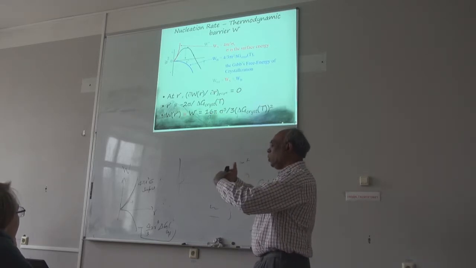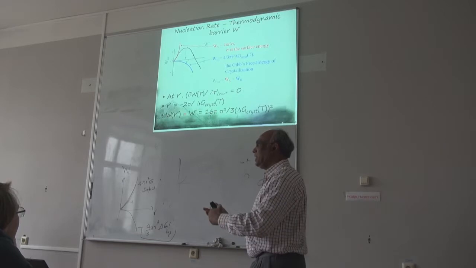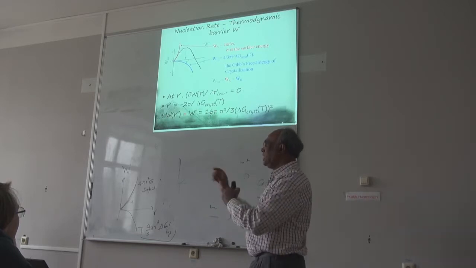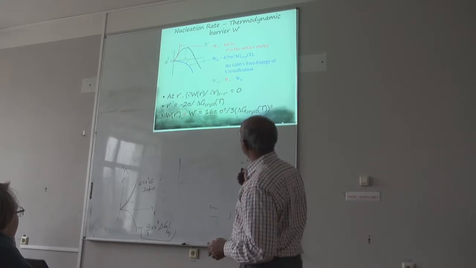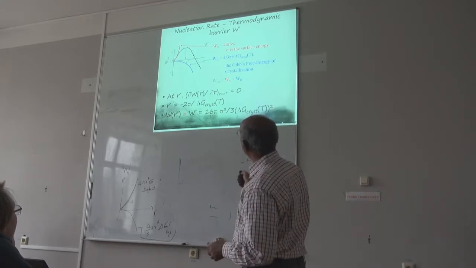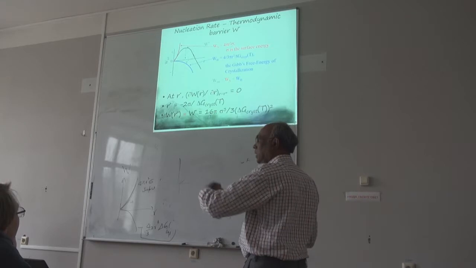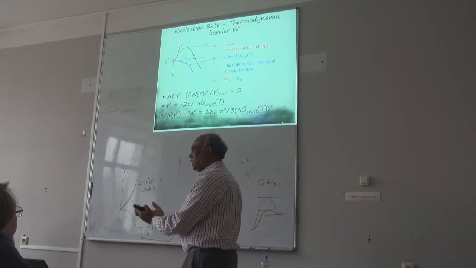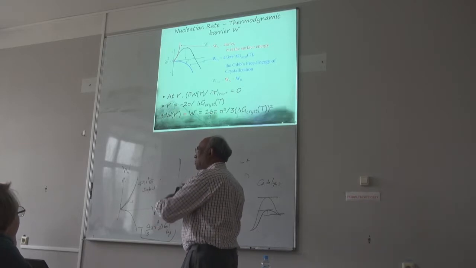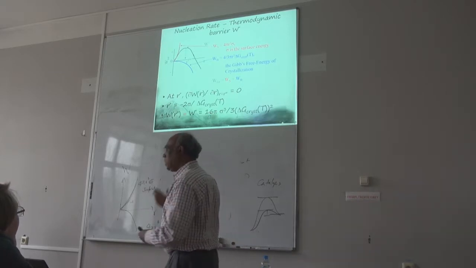If the barrier is low, your nucleation rate is very high. If the barrier is high, the nucleation rate is slow. That's why the nucleation rate always depends on the energy barrier. That barrier depends on your surface area, surface tension, your Gibbs energy difference, and temperature.